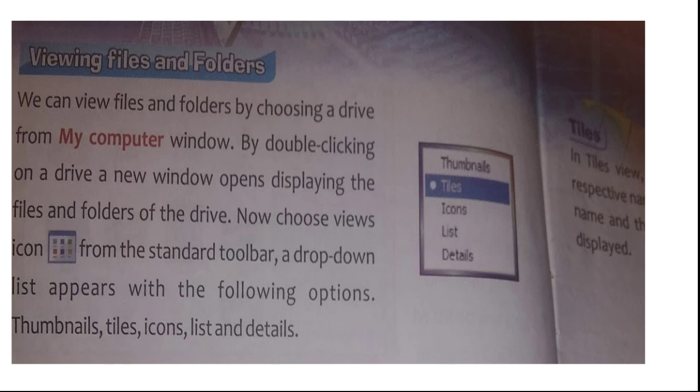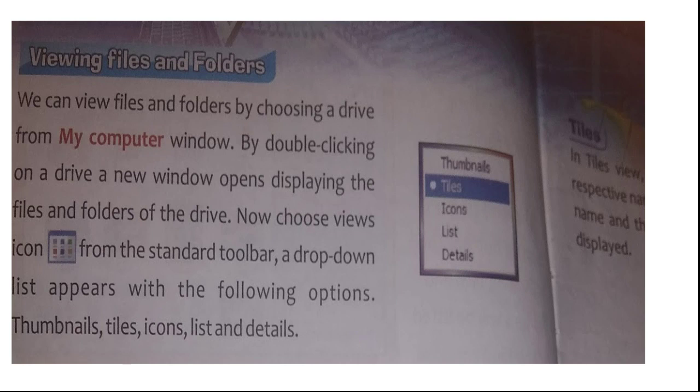A drop down list appears with the following options. There will be options: thumbnail, tiles, icons, list, and details. Thumbnails means small pictures would be there. Tiles means all the files in a tile format, with rows and columns together. Icons means small icons would be there. The list means a detailed list of the files would be presented there.